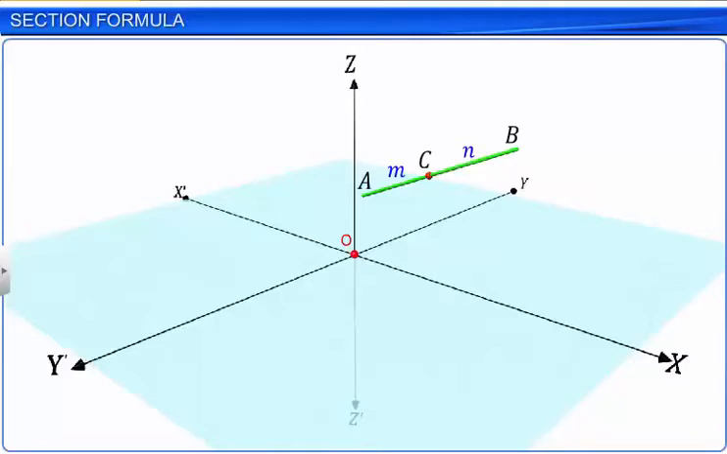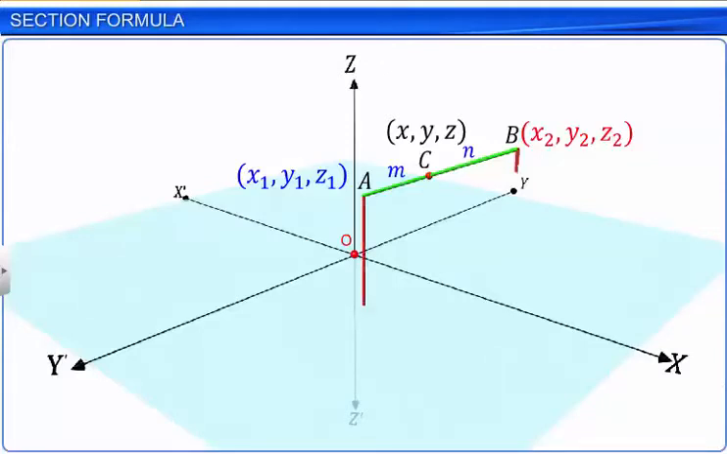Let the coordinates of point A be x1, y1, z1, and point B be x2, y2, z2. Let the coordinates of point C be x, y, z. We draw perpendiculars from points A, B, and C onto the xy plane. Let the feet of the perpendiculars from points A, C, and B on the xy plane be P, R, and Q, respectively.